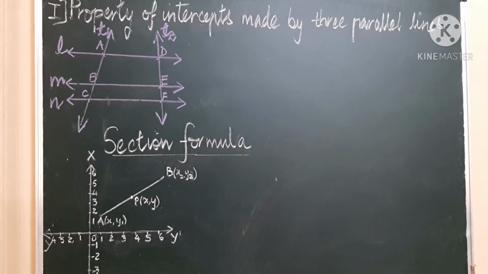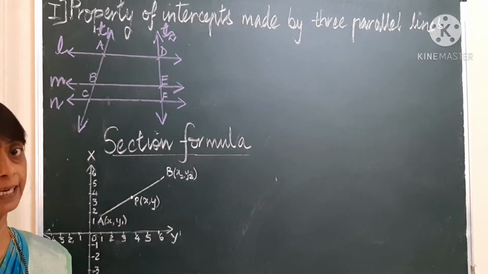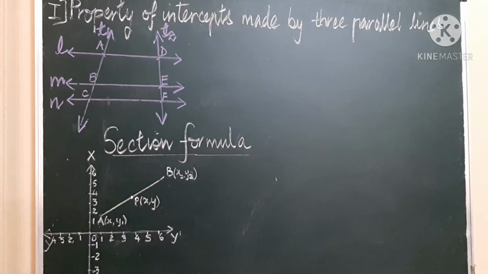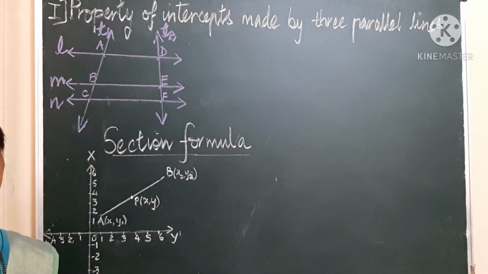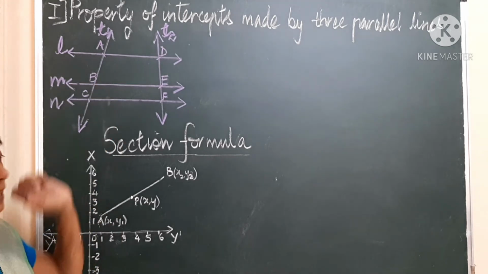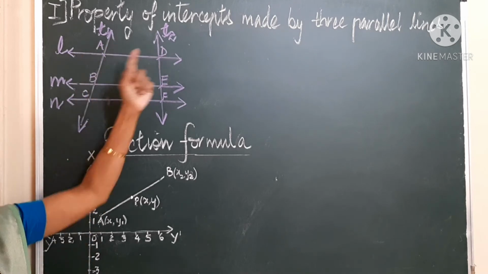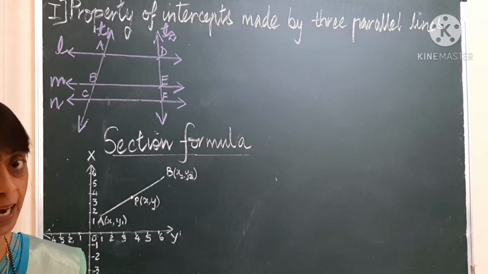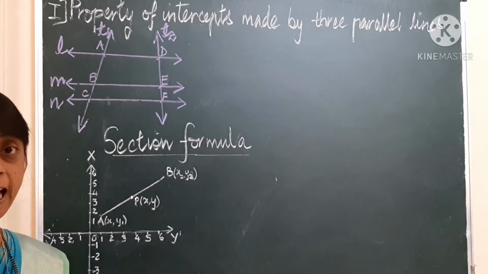Now children, let's recall the property of intercepts made by three parallel lines. Looking into the figure at the board, we know which are the three parallel lines shown to us. That is L, M and N. Then which are the intercepts? Which sides will be called as the intercepts? Those are AB, BC, DE and EF. Those parts of two transversals cutting the three parallel lines, those intersected parts are called as intercepts.